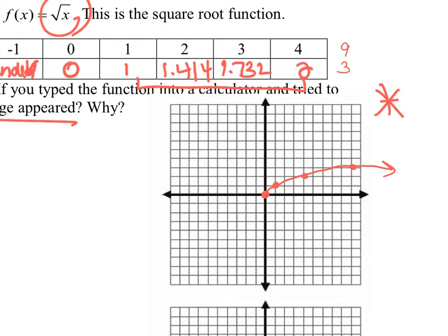Any values between 4 and 9 will be 2 point something, right? Any value between 9 and 16 will be 3 point something. We don't need to graph all that, okay? What's going to be important as we look at graphing square roots using transformations is your main point. This is a main point. That's your starting point. Then your next one, you have 1, 1. And your next one is 4, 2. And that'll be plenty enough to graph, okay? But this right here is your starting point.